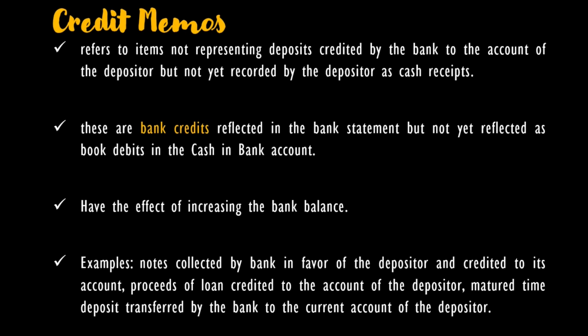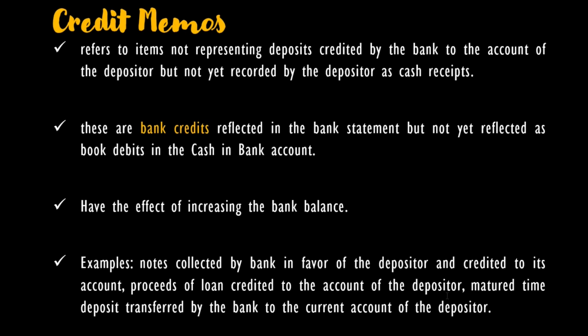Another is a matured time deposit or, sorry, proceeds of a loan credited to the account of the depositor. So the depositor took out a loan from the bank, and instead of giving the deposit to the depositor, the bank just credits it to the depositor's account. Or what if the time deposit matured? When the time deposit matures, the bank will automatically transfer or credit it to the current account of the depositor. So these are the examples of credit memo.